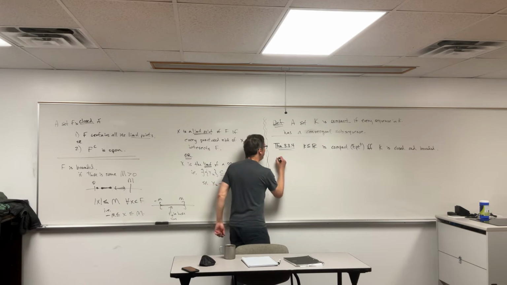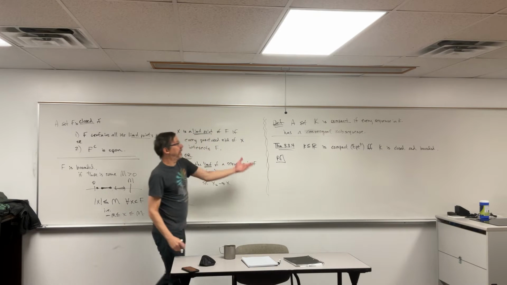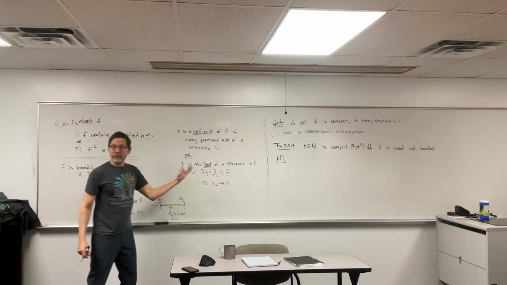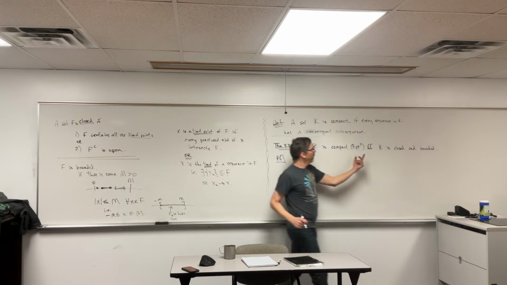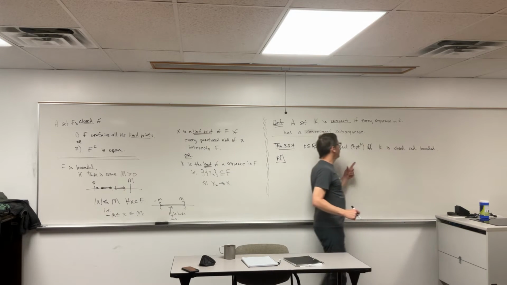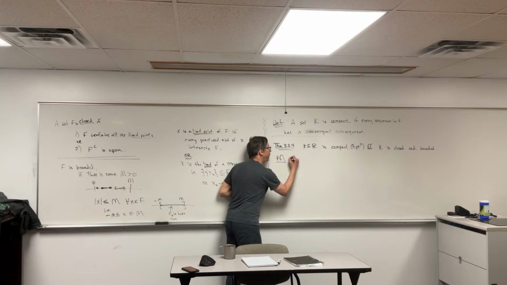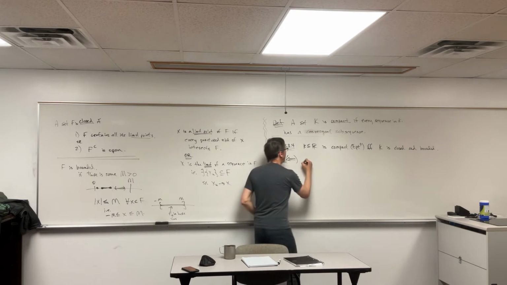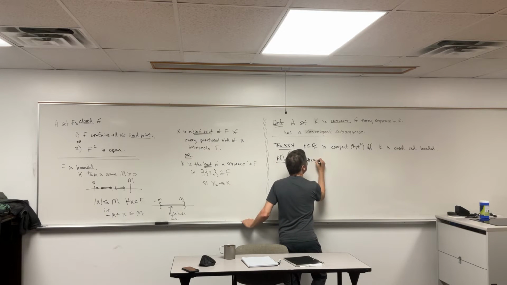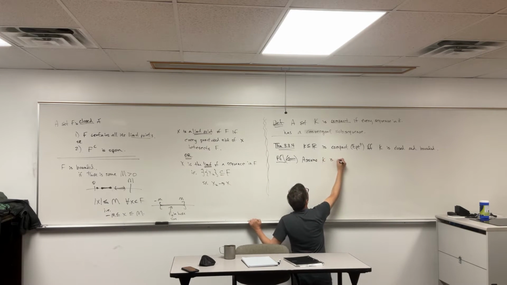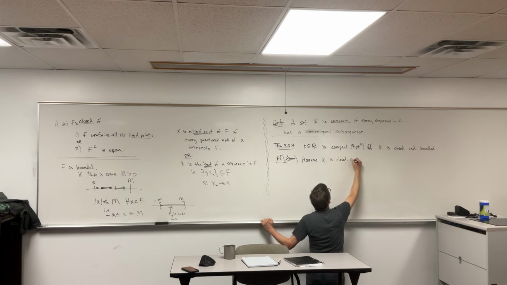So let's do a proof of this. Let's go the easy direction. So we're going to first assume it is closed and bounded. So proof, this direction first, assume K is closed and bounded.